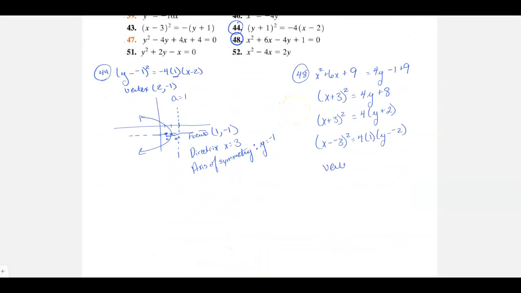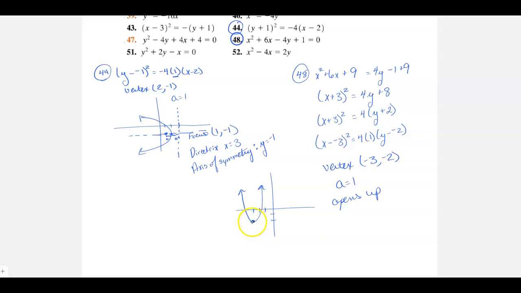So the vertex is at (h, k), which is (-3, -2). Our a value is 1, and it opens up. So if you can draw a picture of what's going on and you can identify the vertex and a, you don't need to memorize the formulas for the directrix and the focus. We can use some logic to help us figure that out.